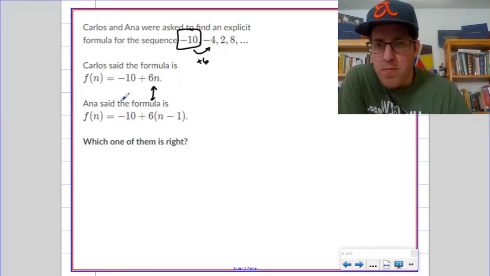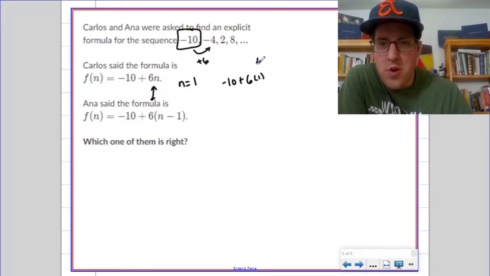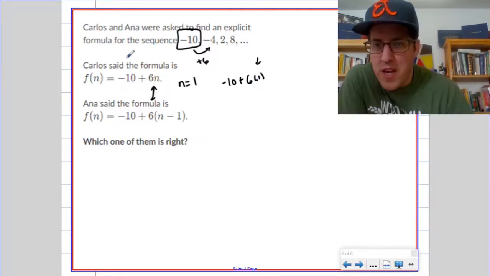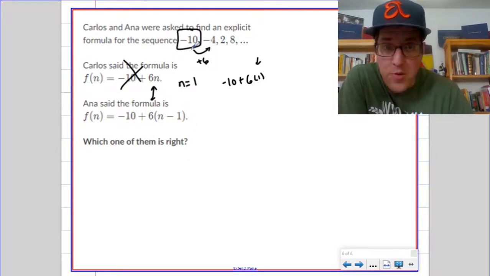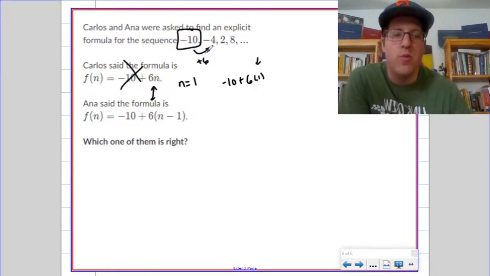But remember, if your first term is plugged into this, we would have negative 10 plus 6 times 1. If we plugged in for our first term, we would get negative 4. And that's not our first term, that's our second term. So in order to correct for that, we need to do n minus 1. Because at the first term, we haven't added anything yet. It's not until we get to the second term that we've added something.